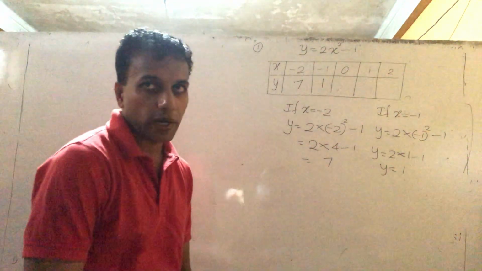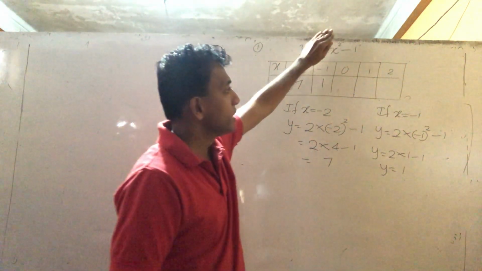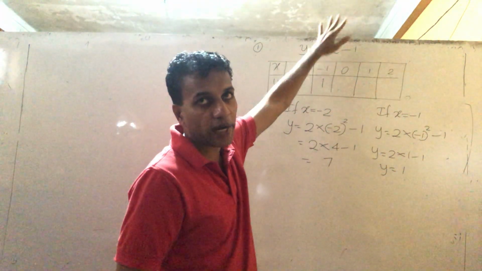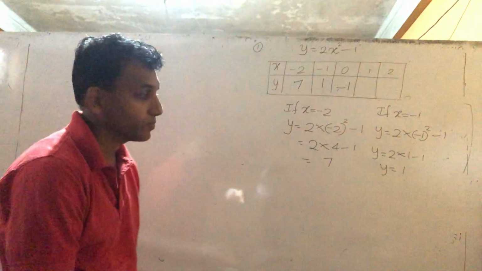Put x as 0, what happens? If x is 0, 2 times 0 is 0. It's completely 0, minus 1 remains. When x is 0, y is minus 1.